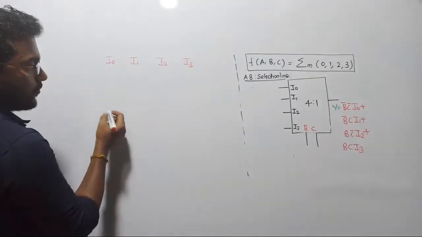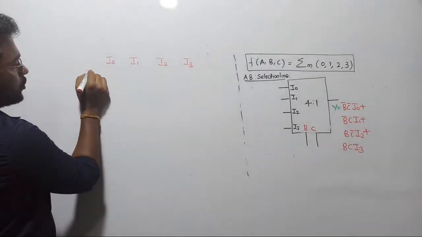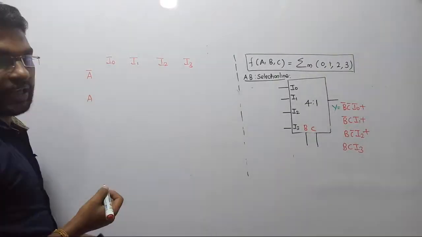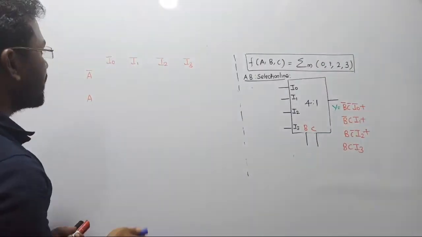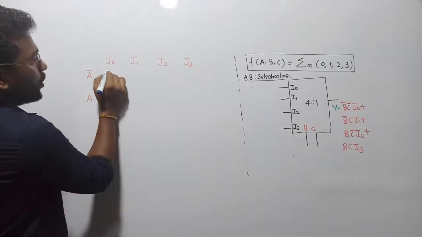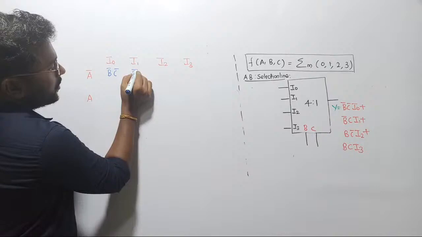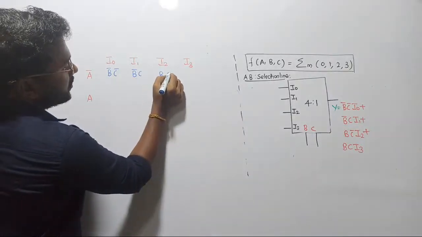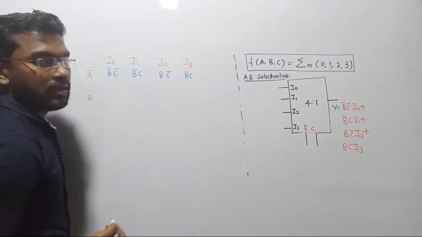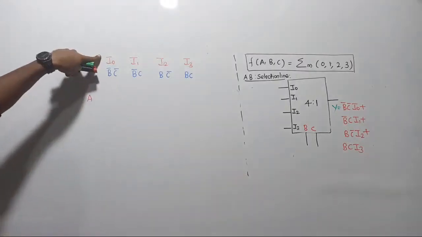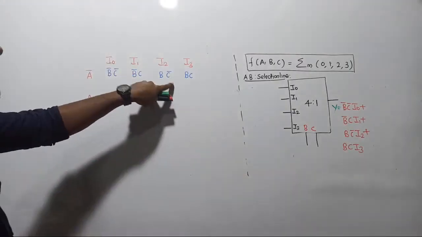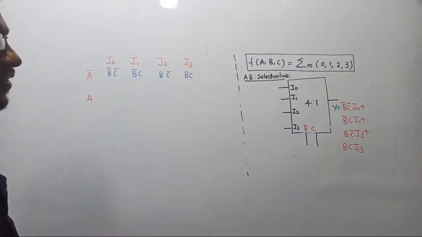And input lines, from the input line we are going to consider two variables. One is A bar and another one is A, correct? Anyway, the combos are that we are going to consider B bar C bar, here B bar C, here BC bar, and here BC. Getting me? 0 0, I0 will be enabled; 0 1, I1 will be enabled; 1 0, I2 will be enabled; 1 1, I3 will be enabled.